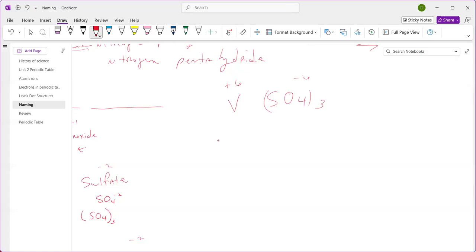So if you were to write this, it's going to be vanadium(VI) sulfate. This Roman numeral 6 indicates it's a +6 charge.